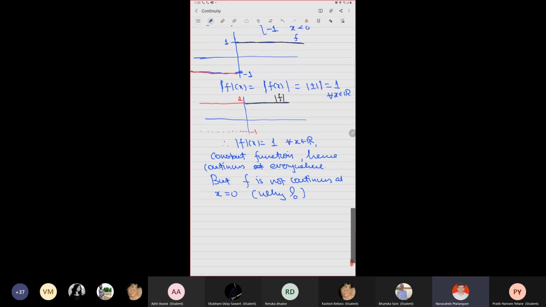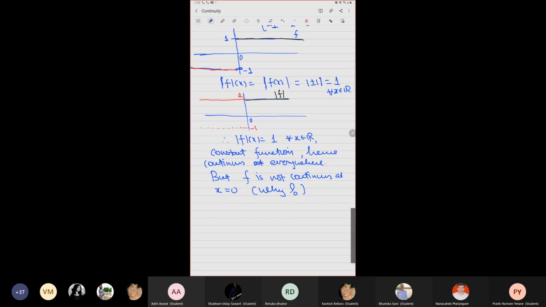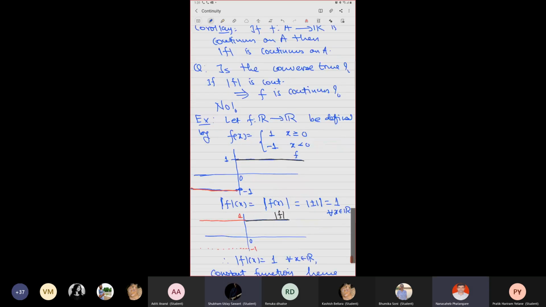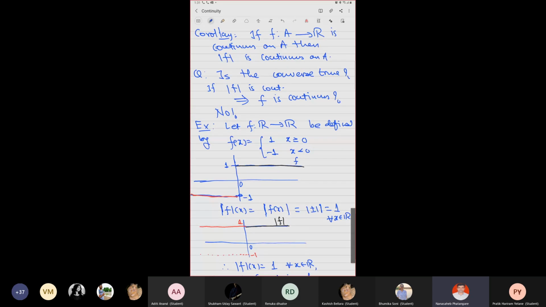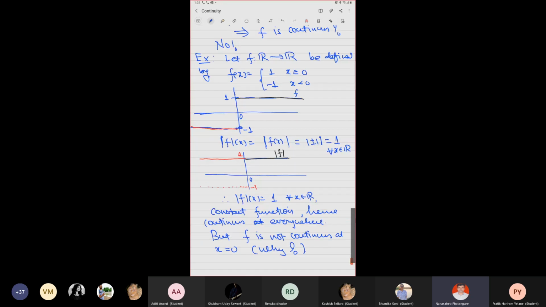At which point does f fail to be continuous? And why is f not continuous at 0? That means the limit at 0 does not exist. So this is an example where the absolute value of f is continuous but f is not. So the converse of this theorem is not true. Right.